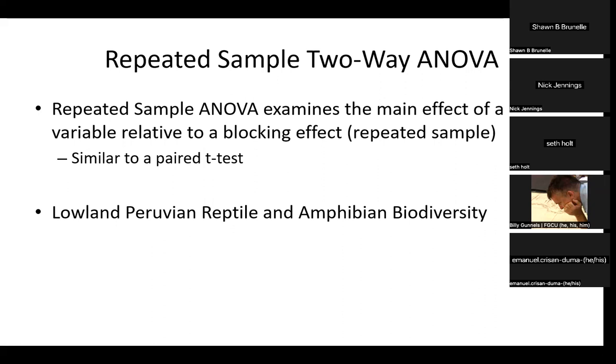The first occurrence, the second occurrence, the third occurrence, the fourth occurrence. That makes sense? And you can look at changes or not changes during that period of time. So we're going to use an example from a study, which we did in 2019, and we repeated this past summer, that was looking at the biodiversity of reptiles and amphibians in the lowland Peruvian rainforest. All right?